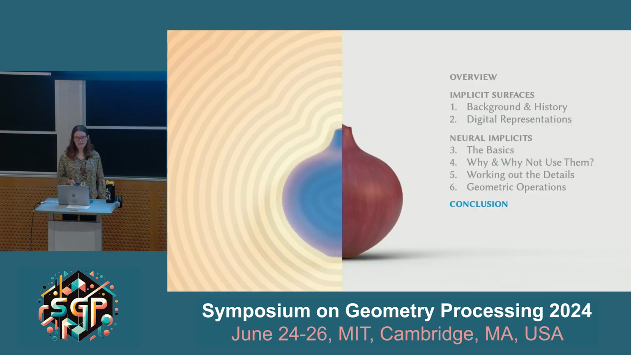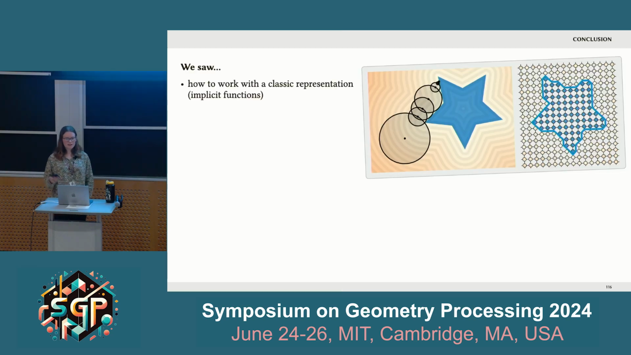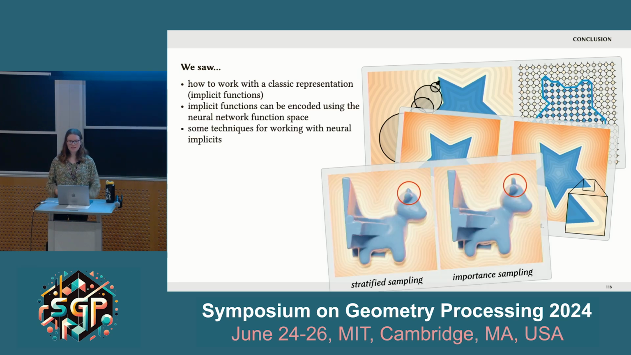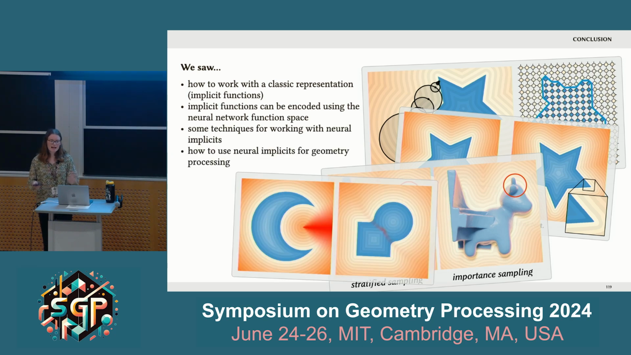OK, finally, let me quickly conclude. We just saw how to work with the very classic representation of implicit functions. We then saw how one way to encode implicit functions is through this neural network function space. And then we talked about some techniques that are really important to know when you're working with neural implicits. And finally, how we can use neural implicits for geometry processing.